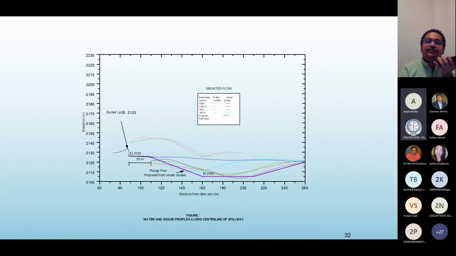So different discharges: 100% discharge, 1850 is the maximum proposed, then 75% discharge, 50% discharge, and scour elevations from the model. This kind of thing I have used. I have collected 95 sets; I worked for 6 years there and collected data. Only collection of data, very laborious. All my time went there. So this is the proposed plunge pool for ungated flow. Okay, next please.